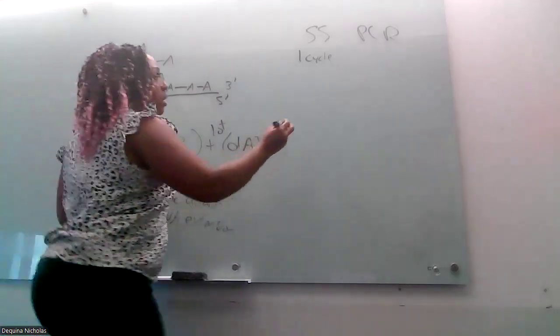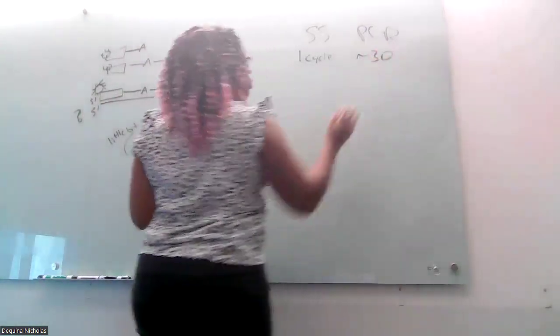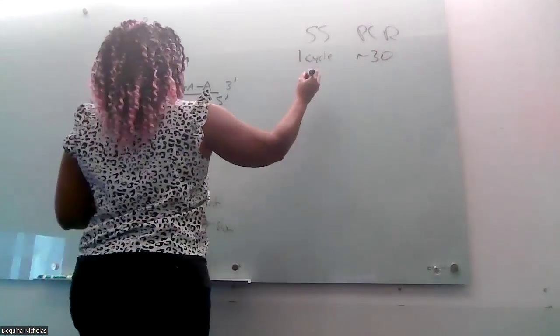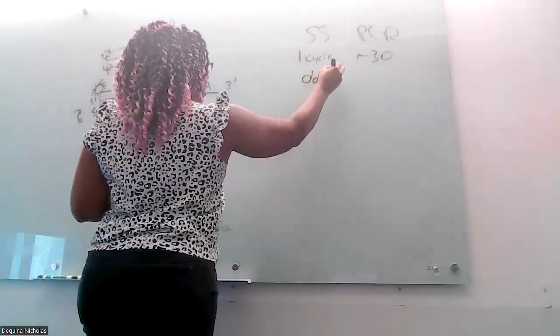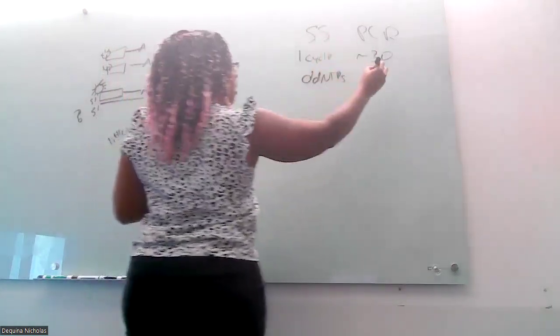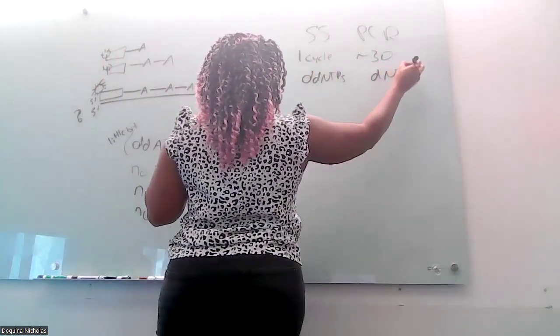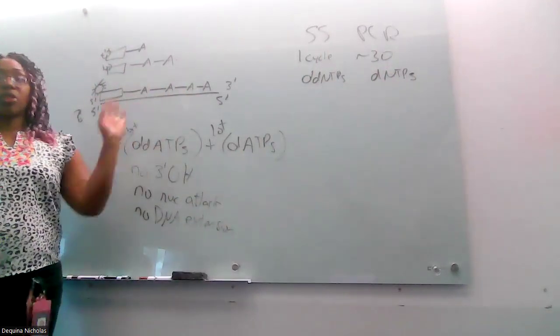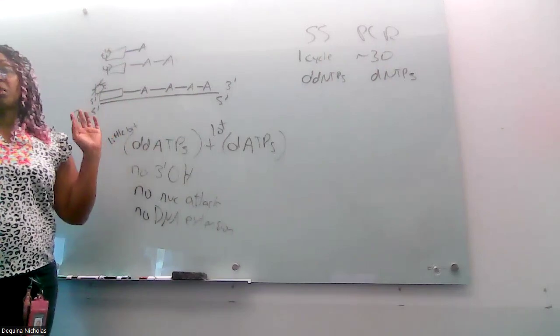So one cycle, PCR is usually about 30 cycles, we're repeating over and over again, because we're trying to do an amplification step. And in Sanger sequencing, of course, we have these ddNTPs. In PCR, we only have dNTPs. And these are the main differences between the two. But the results are extremely different.